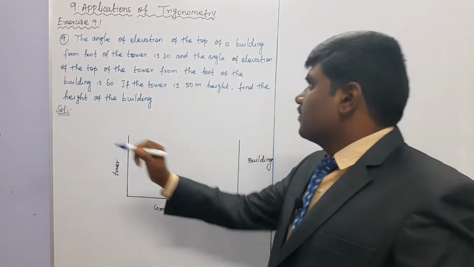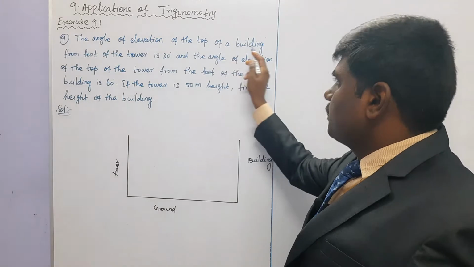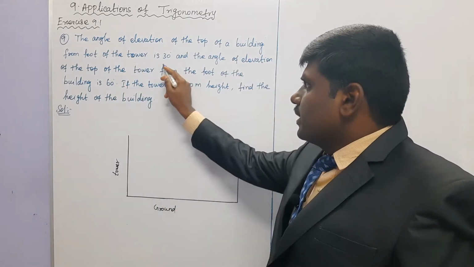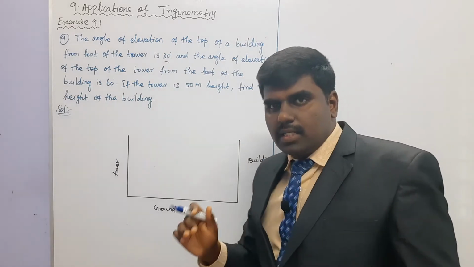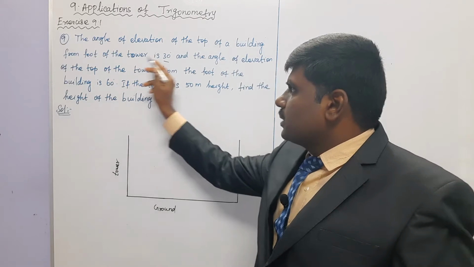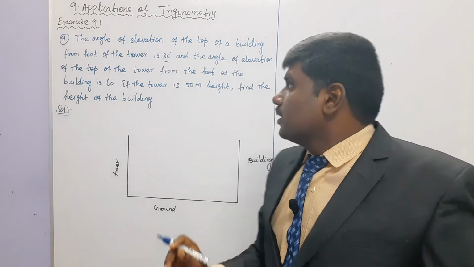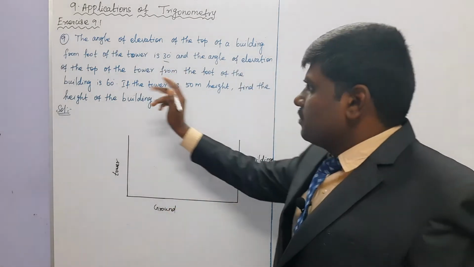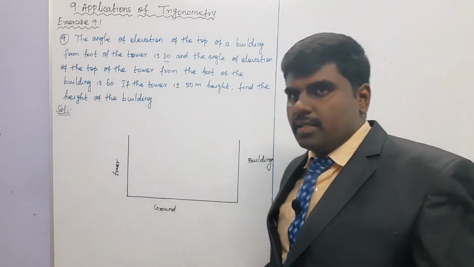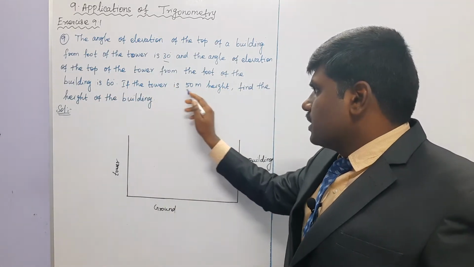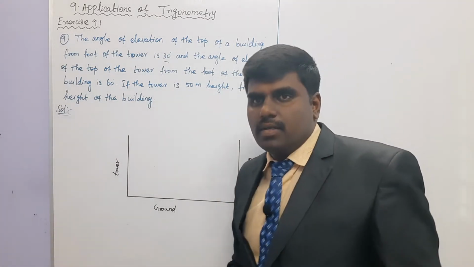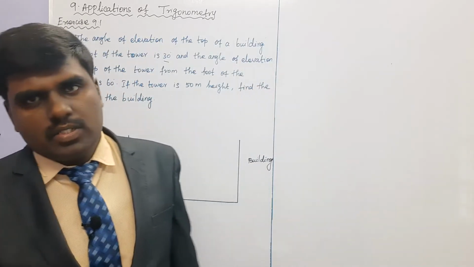The angle of elevation of the top of the building from the foot of the tower is 30 degrees, and the angle of elevation of the top of the tower from the foot of the building is 60 degrees. If the tower is 50 meters high, find the height of the building. This is the question asked.